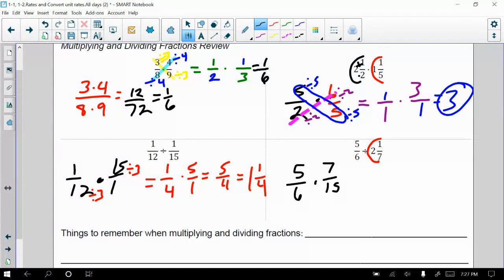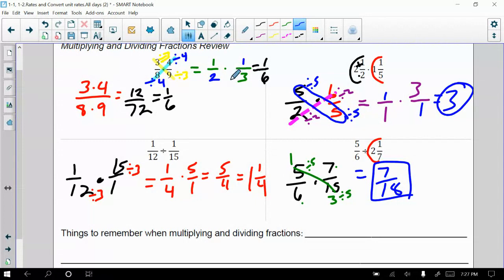So then we can look. Now, not every time are you going to be able to cross reduce. Like the 6 and 7 here, I cannot do anything with those. They have no common factors. But 5 and 15 do. So I'm going to cross reduce those. That's a 1. And then 15 divided by 5 is a 3. Now we can go ahead. 1 times 7, and then 6 times 3 is our 18. So 7/18.